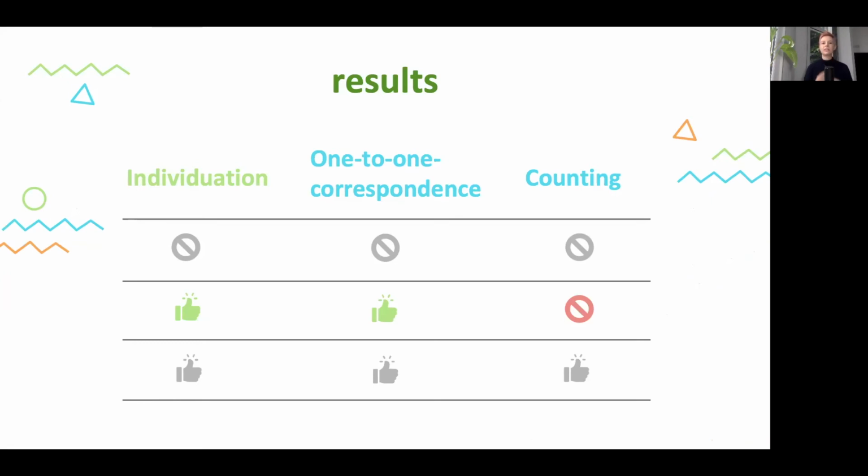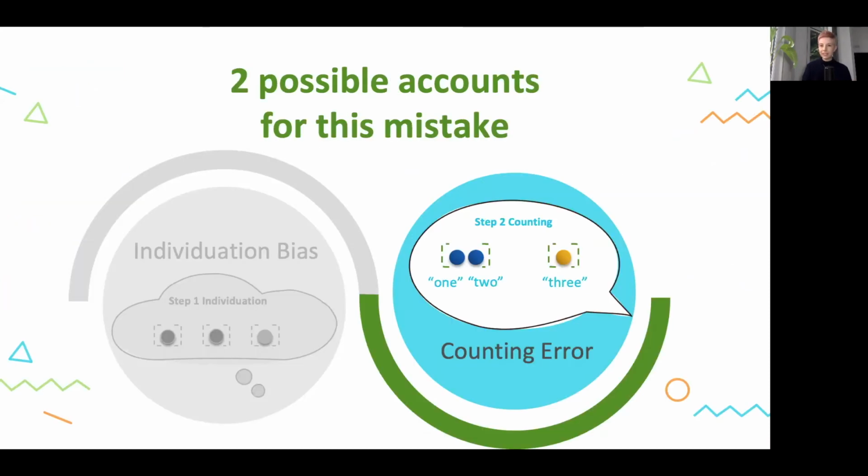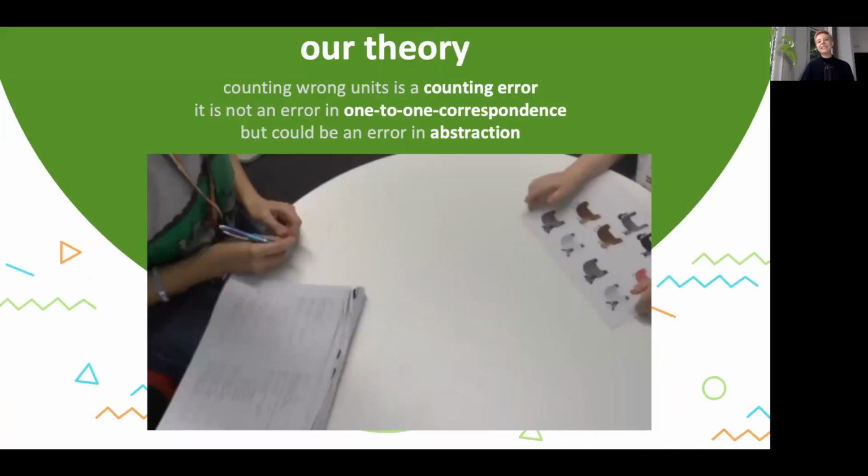Fascinating, isn't it? Well, there were some children in this study who really couldn't do any of the tasks and struggled with individuation, but many children only struggled with counting. We can conclude that individuation bias alone cannot explain why children count incorrect units. Many children don't seem to have any problems creating correct mental units. But when it comes to counting, they just don't seem to use those mental units. Counting incorrect units seems to be a counting error.